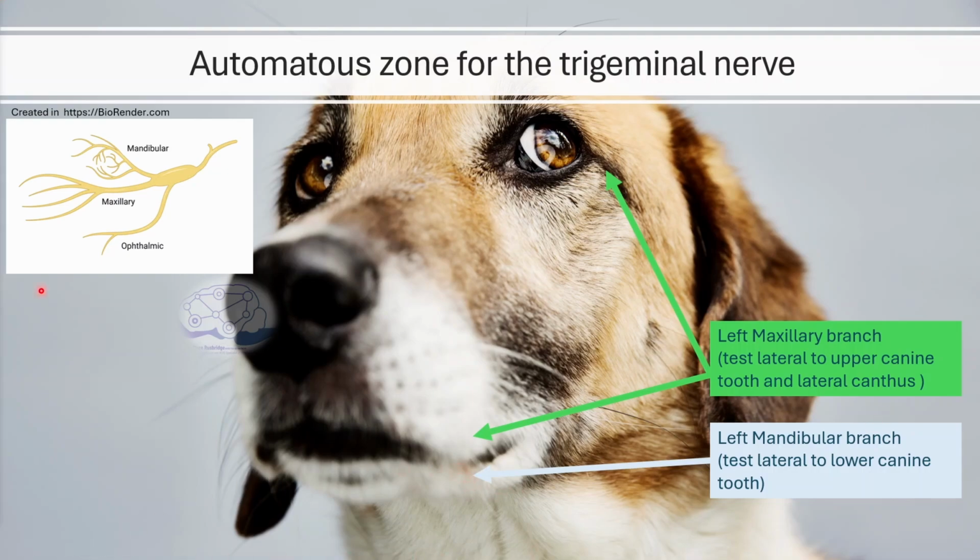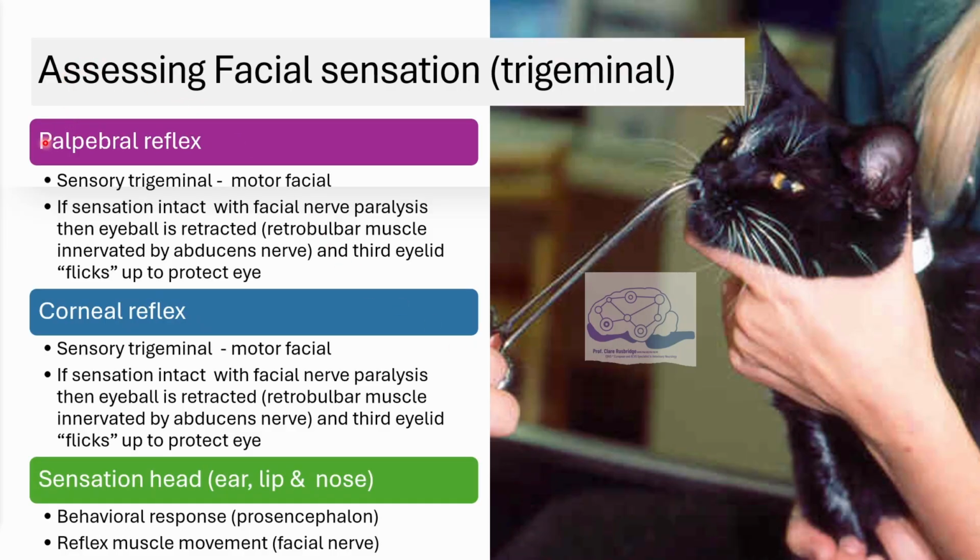So how do we assess the trigeminal nerve function? So as I said before, we need to do a palpebral reflex, and bear in mind this is a reflex, so sensory through the trigeminal, motor through the facial.